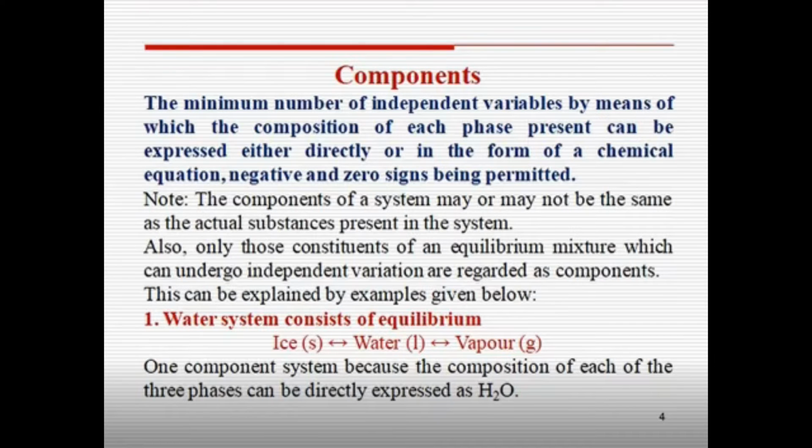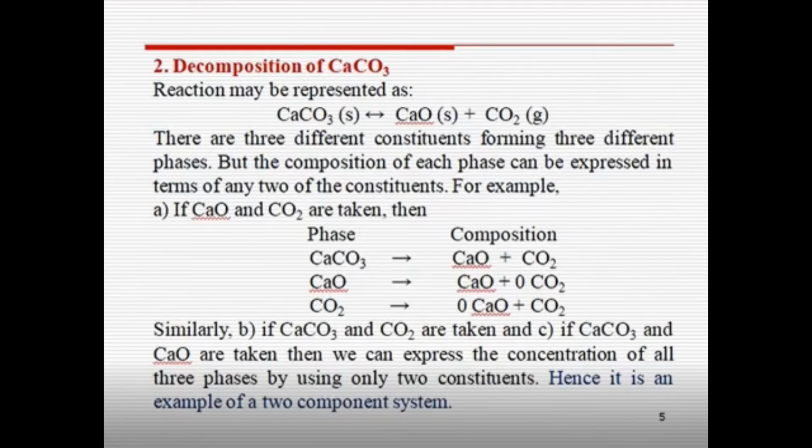First example is a water system in which there is equilibrium between ice, water and vapor. The water system is an example of a one component system because the composition of each of the phases can be directly expressed as H2O. Second example is of decomposition of calcium carbonate. Here the reaction may be represented as calcium carbonate gives calcium oxide plus carbon dioxide. There are three different constituents forming three different phases, but here the composition of each phase can be expressed in terms of only two of the components or constituents.